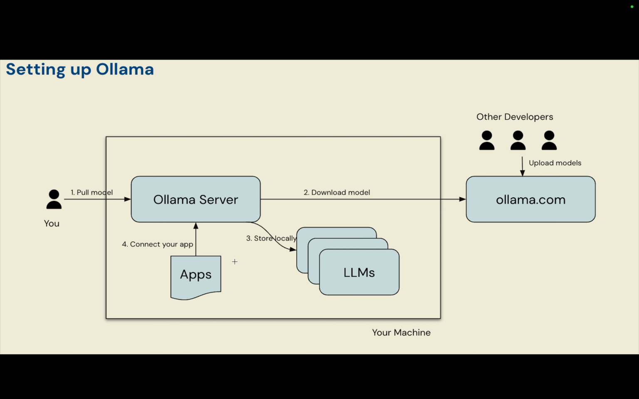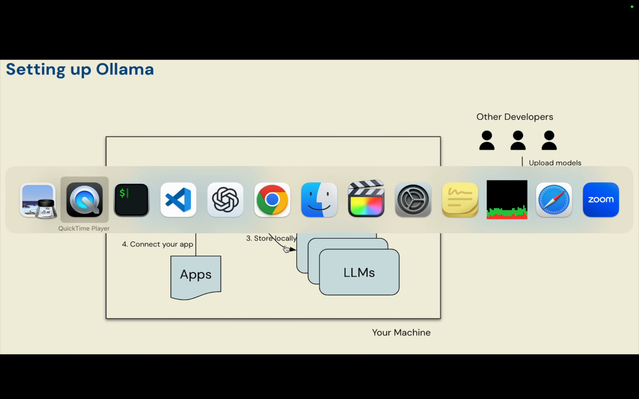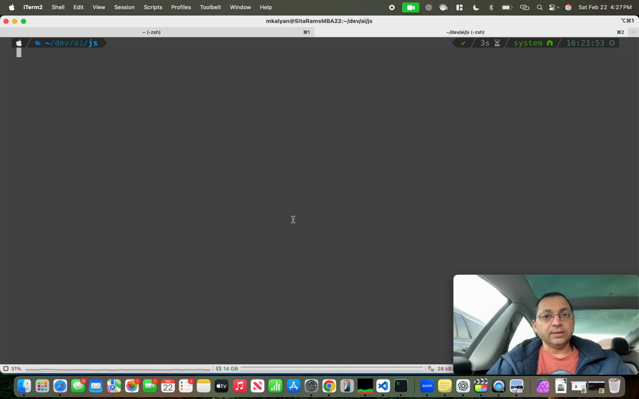Then you can write your apps which can connect to the Ollama server via HTTP requests, and the server can then offer the local LLMs up for the app, and the app can interact with these local LLMs. So we're going to write some code to test this specific flow. I already have some LLMs that are being served up locally.